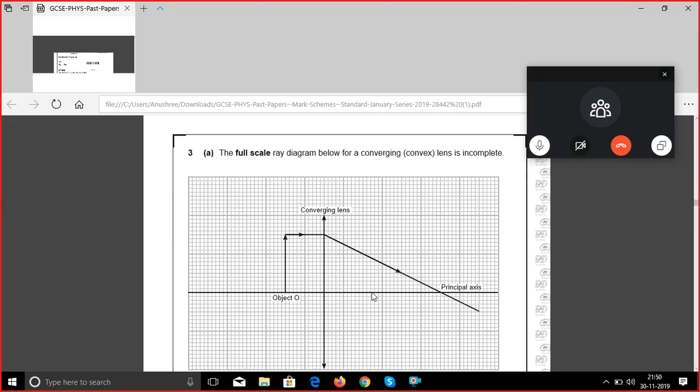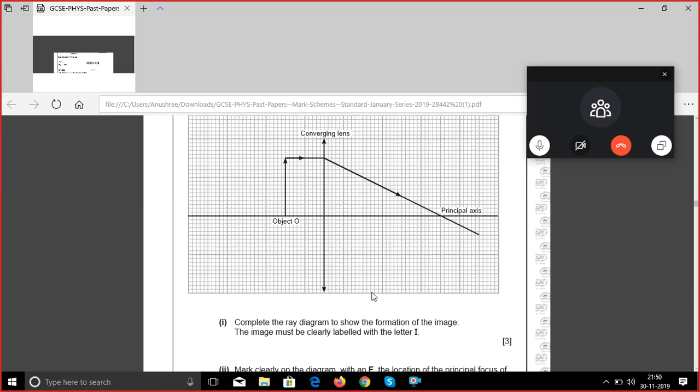Now see this. The full scale ray diagram below for a converging lens is incomplete. You have to complete the ray diagram to show the formation of the image. So I need to have that line through the center. Yes. Okay, let me just draw that.